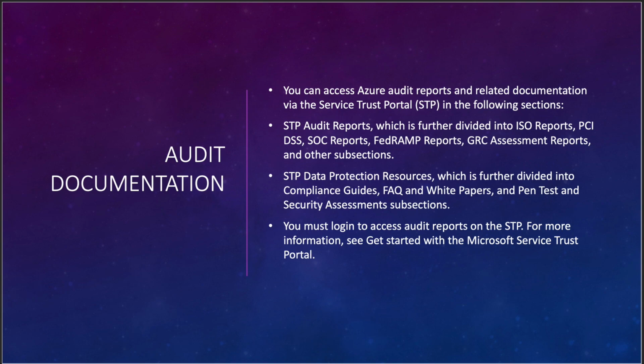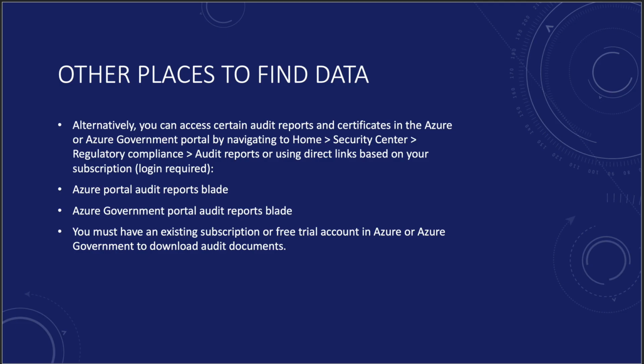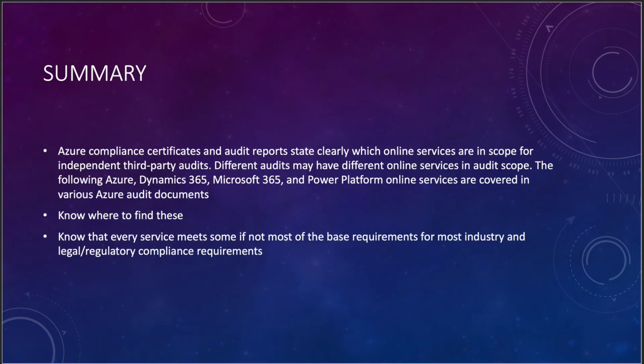But the Service Trust Center portal is really about getting you the governance data that you need. You can get these reports under the portal: Home, Security Center, Regulatory Compliance, and Audit Reports. And again, login is required. All of it is in the portal audit reports blade and in the government portal reports blade, depending on which environment you're in. You may be in government, in that sovereign region, and you must have an existing subscription or free trial to look at these audit documents. They're fascinating, and there really should be an entire course about audit and compliance in the cloud. So in summary, this is where you find your compliance documents: under the portal, under compliance, regulatory.